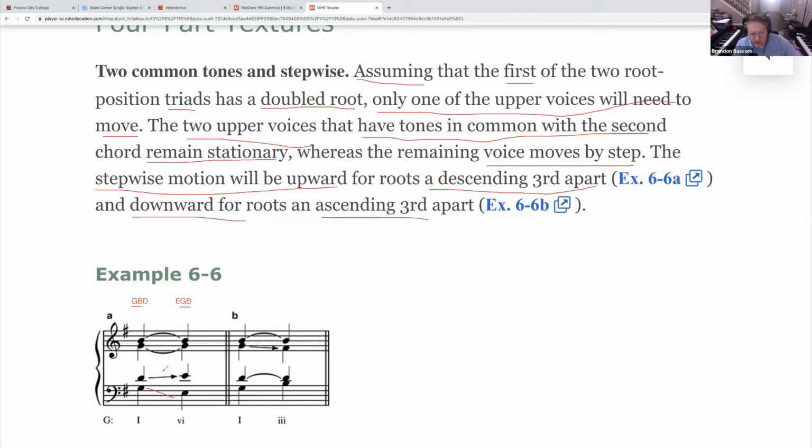All right, so if the bass does its thing, moving by a third, we have two common tones in the soprano and alto that stay there, and then all we got to do is move the tenor by step. And because the bass moved down a third, our motion is going to move up. Where in number 2, we have our two common tones. The bass moves up a third, which means the other voice needs to move down a step.